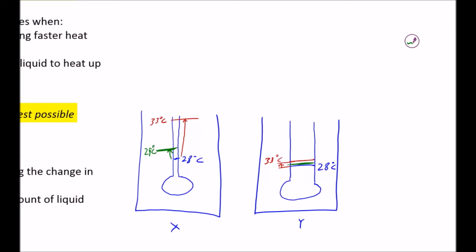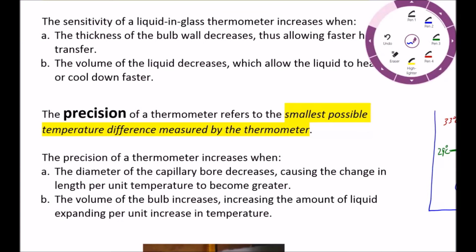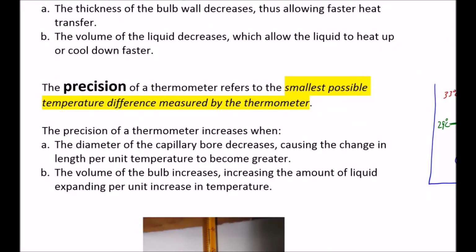Okay, so precision is talking about how well the thermometer can detect small changes in temperature. The more precise it is, the better it is at detecting smaller changes in temperature. Alright, so we have seen that the capillary bore is one factor that can affect the precision of a thermometer. What are the other factors that will affect the precision?